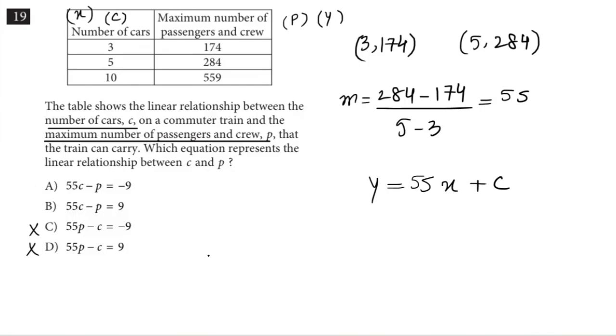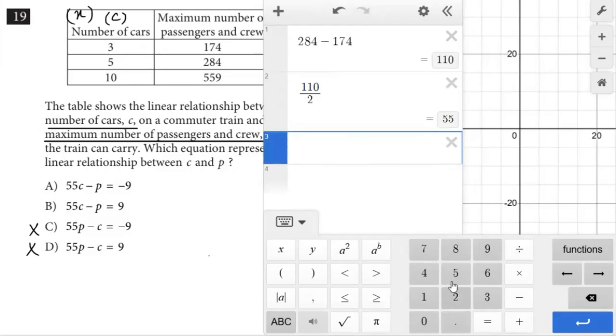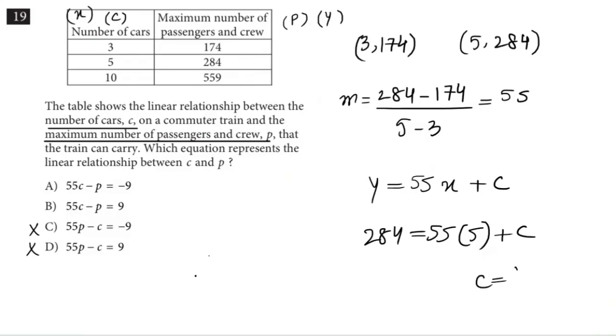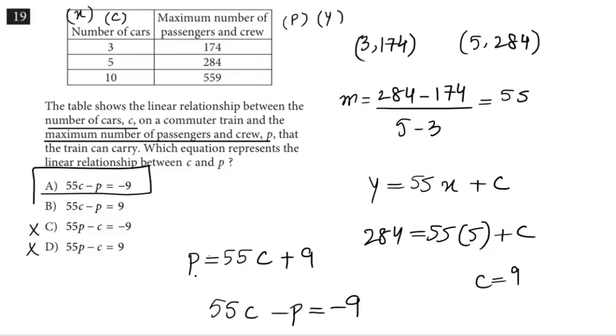So let's put in the point and get the value of the y-intercept. 284 equals 55 times 5 plus c. I can put this in the calculator: 284 minus 55 times 5 is positive 9. So c is positive 9. So the relationship will now look like P equals 55C plus 9. Now I will try to write it as one of the given options. So 55C minus P equals negative 9. I just subtracted P on both sides and moved the 9 to the right-hand side. So A will be the correct answer.